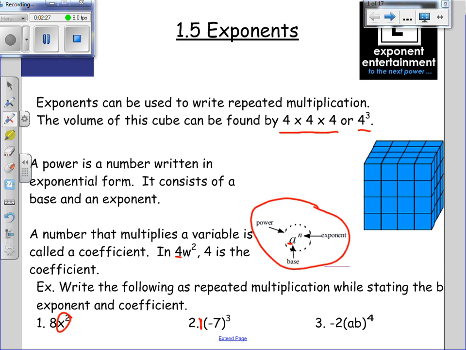Question 3. What's your coefficient? -2. That's your coefficient. What's your base? A times B is your base. Yes, AB. Jared, what's the exponent? Exponent is 4. Nailed it.